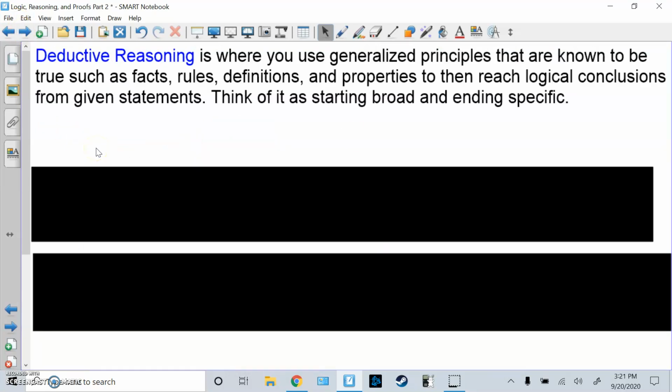Deductive reasoning is where you use generalized principles that are known to be true, such as facts, rules, definitions, and properties, to then reach logical conclusions from given statements. Think of it as starting broad and ending specific.